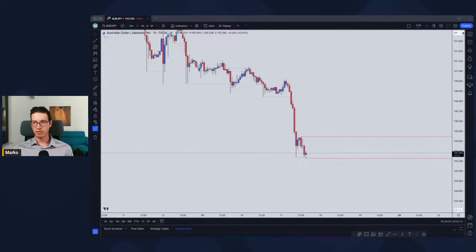Am I going to put this pair on the watch list? Yeah, you know what? I am, because we're definitely doing something. We're not just stagnating. We're not just being flat and corrective. This is looking interesting. I'm going to keep a close eye on the Aussie and the Japanese yen.